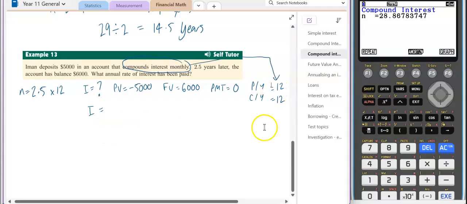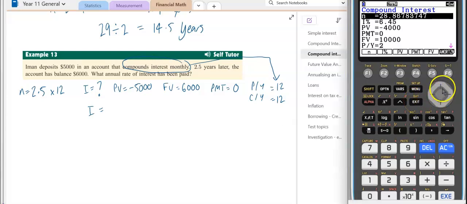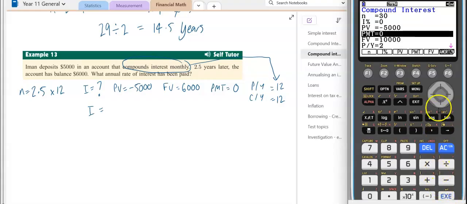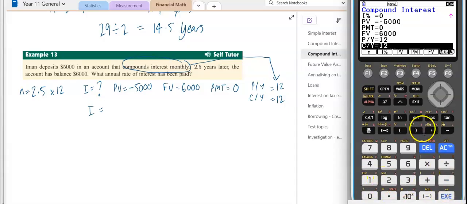So let's go ahead and put those values back in. So press exit here, graphics calculator, set N to 2.5 times 12. Interest rate, we can just leave that for now. We'll set it to 0. PV minus 5,000. PMT, leave that at 0. Future value, want that to grow to 6,000. And P/Y and C/Y are both set to 12 there.